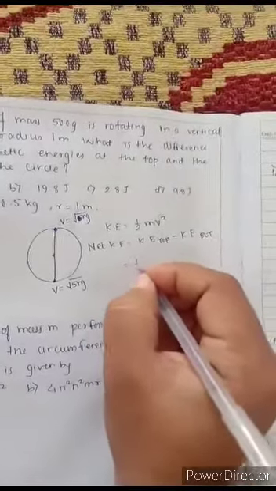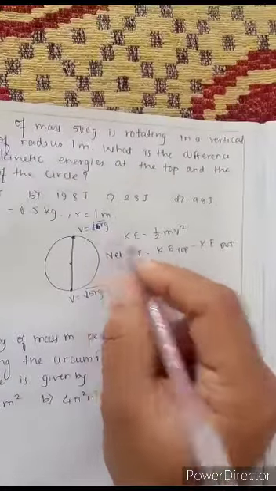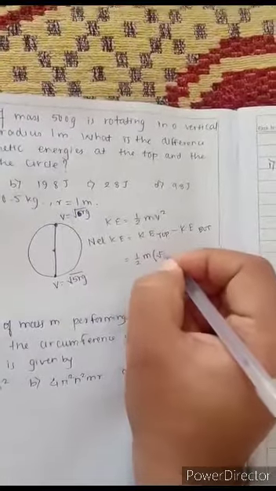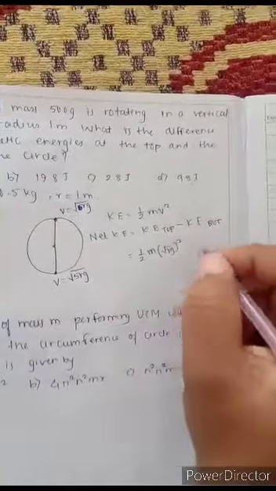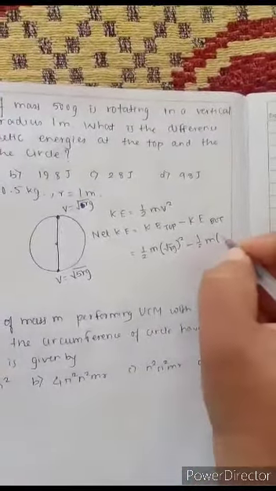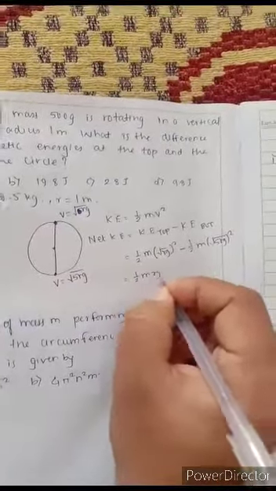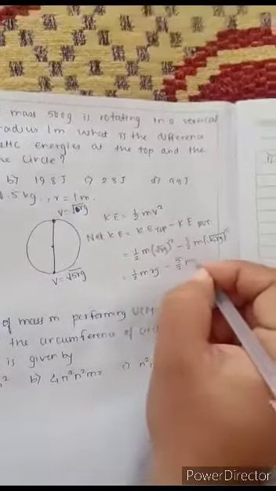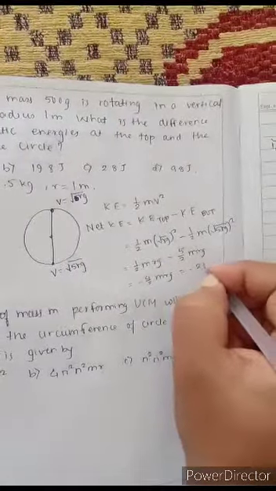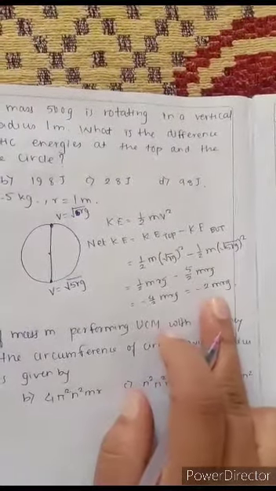Which will be equal to half m into, at top position velocity is root rg, so v square will become root rg square, minus half m into root 5 rg square. So this will be half mrg minus 5 by 2 mrg, which is equal to minus 4 by 2 mrg, which is equal to minus 2 mrg.